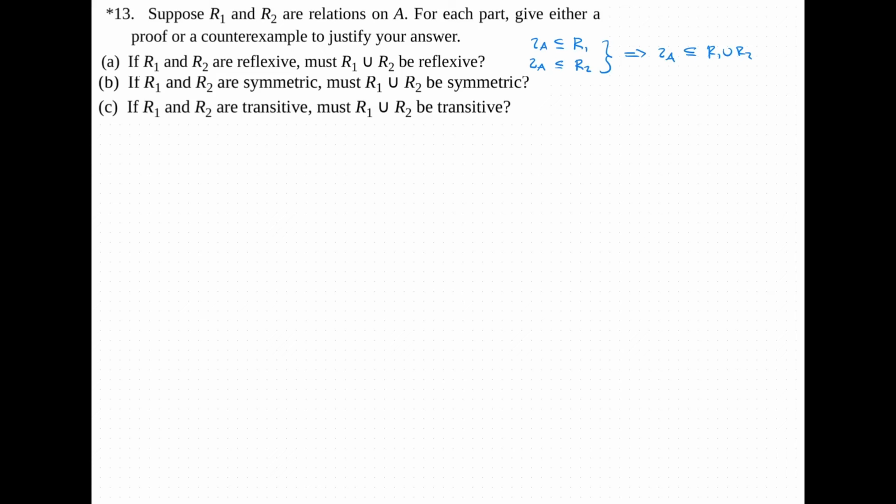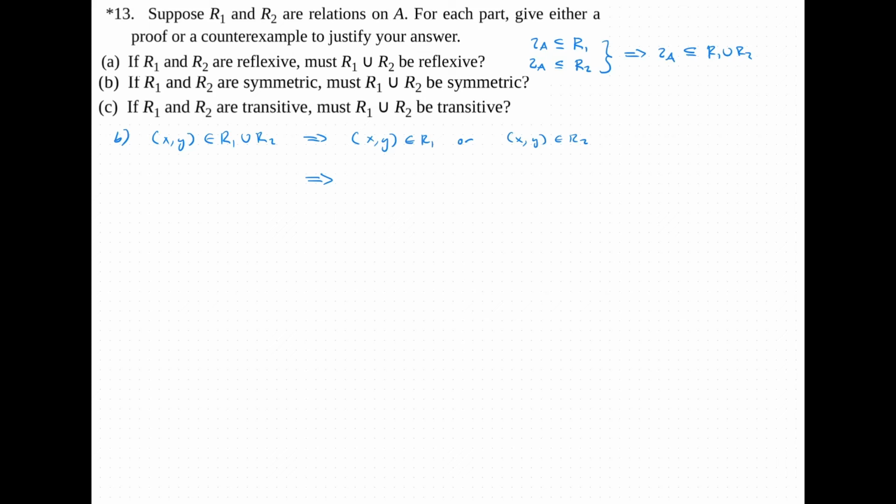Now, for B, we want to see if the union of R1 and R2 is going to be symmetric. So we can take an x, y in the union of R1 with R2. Now, by definition of the union, this means that x, y is in R1, or x, y is in R2. Now, we have two cases, but both cases are going to be essentially identical in terms of the write-up.